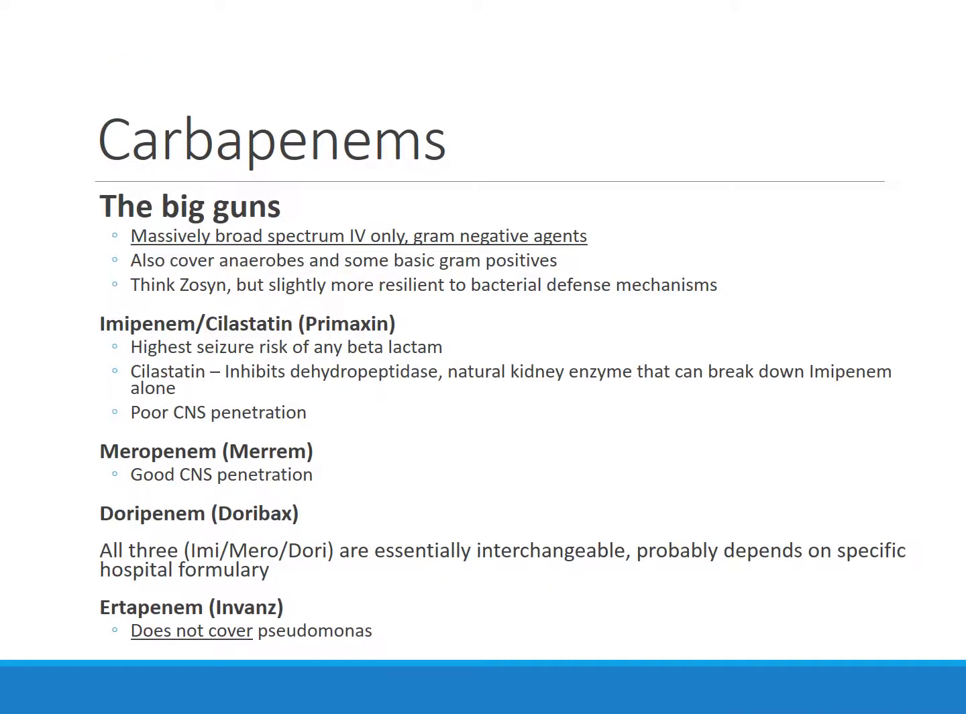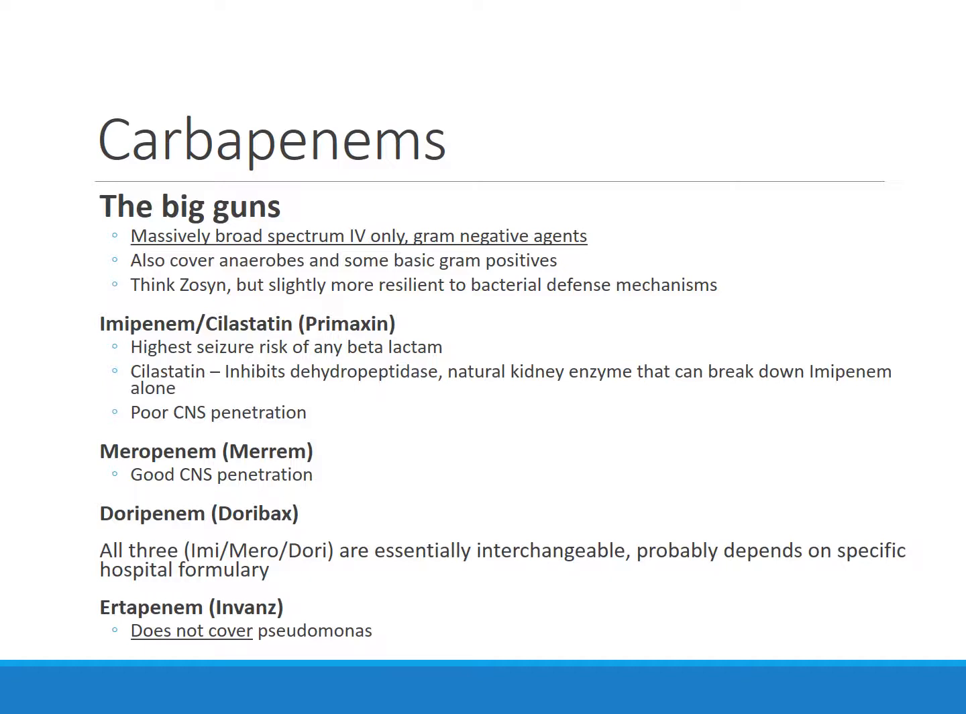Carbapenems are the next class. Carbapenems are massively broad-spectrum, IV-only, gram-negative agents. They cover anaerobes. They cover some basic gram-positives. Think about these being very similar to Zosyn, but they're slightly more resilient to bacterial defense mechanisms and cover things slightly better. So they're even going to be a bigger option than Zosyn.